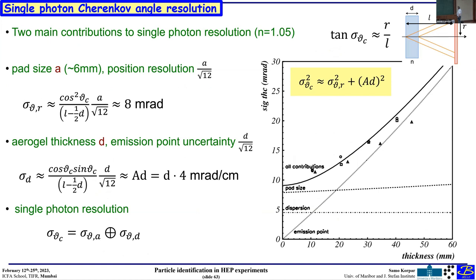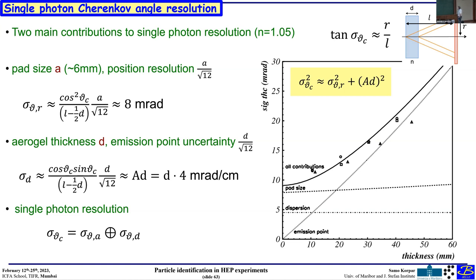If we look at where this error actually comes from, these are the simplified formulas, but you can calculate the Cherenkov angle from the radius and the length, basically the average distance between the radiator and your photon detector. And then if you differentiate that, you get the formulas to calculate the contribution of the error, which is the error on the radius, which is basically the resolution of the photon detector, and the error on the known length here, because you don't know at which point in the radiator the photon was emitted.